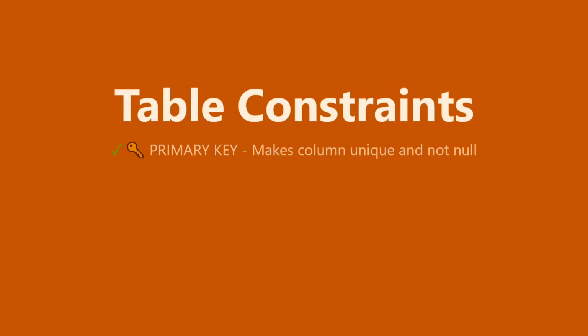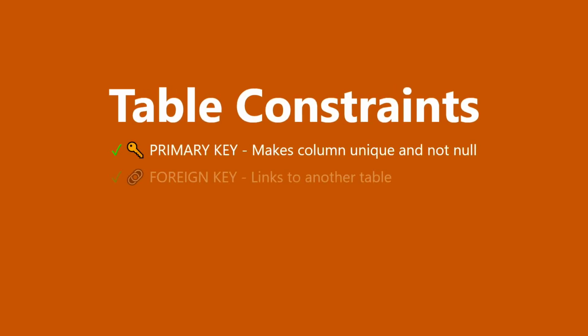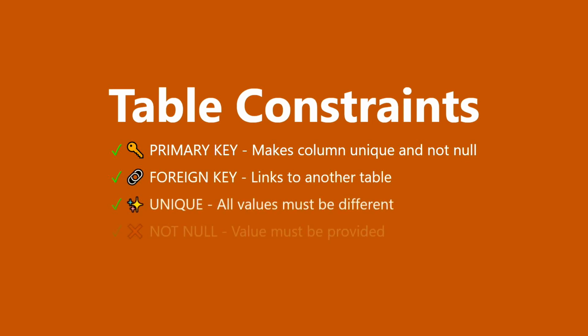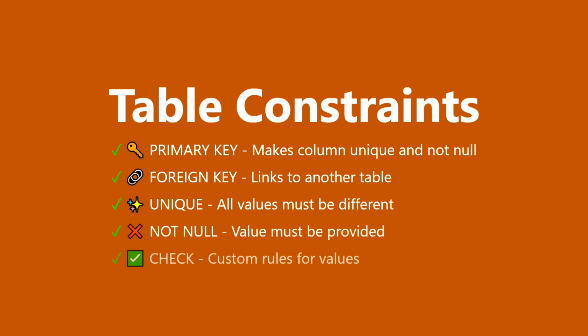Table constraints are the rules that keep your data clean and organized. The primary key constraint makes a column both unique and required, perfect for IDs. The foreign key connects tables together, creating relationships between different data sets. The unique constraint ensures all values in a column are different from each other. Not null means a column must have a value. And the check constraint lets you create custom rules for what values are acceptable.